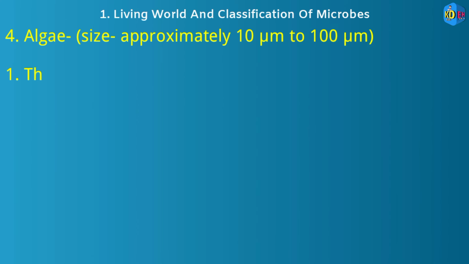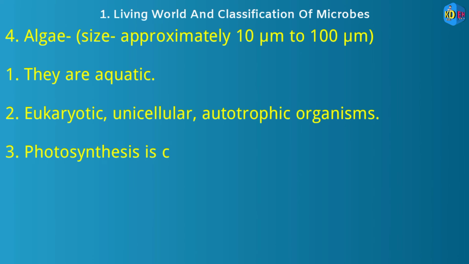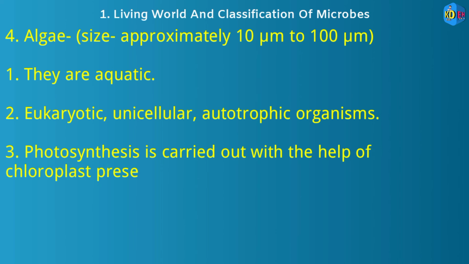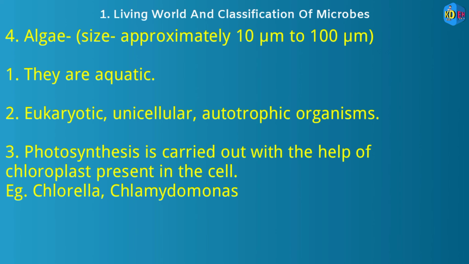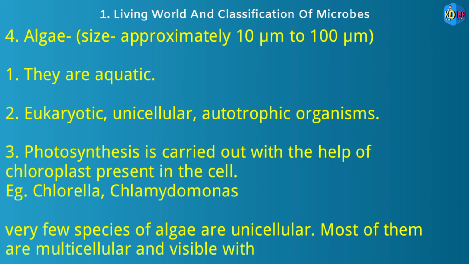Fourth, algae. First, they are eukaryotic. Second, unicellular or multicellular autotrophic organisms. Third, photosynthesis is carried out with the help of chloroplasts present in the cell. Examples: Chlorella, Chlamydomonas. Very few species of algae are unicellular. Most of them are multicellular and visible with the naked eye.